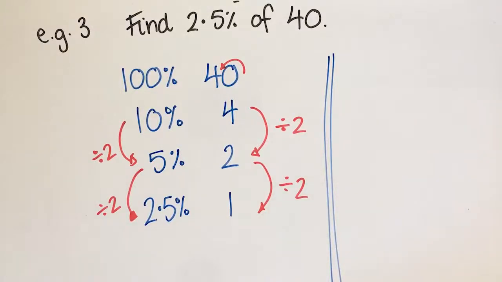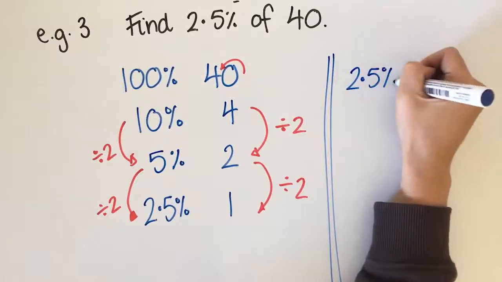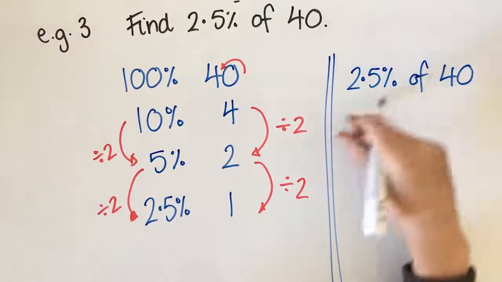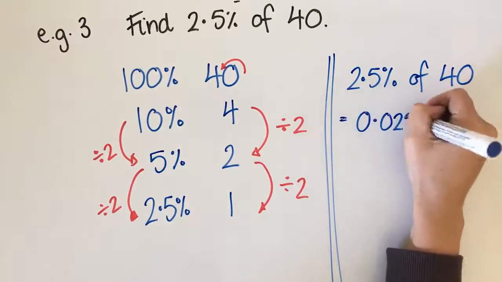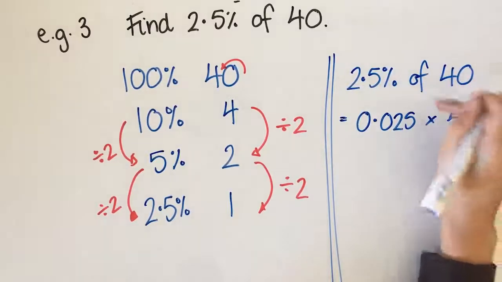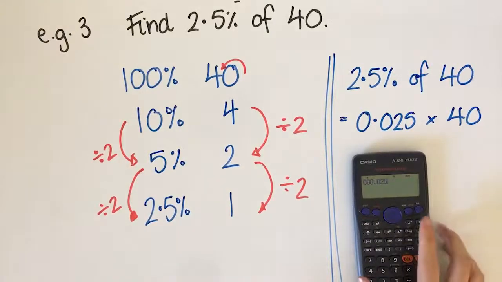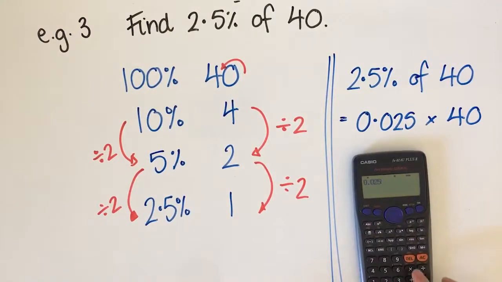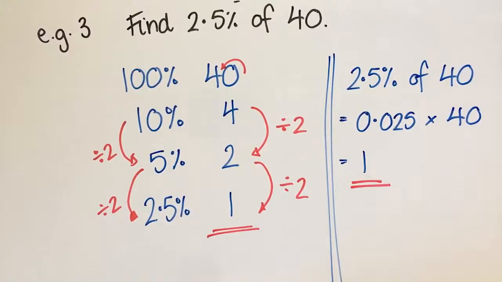Okay, now if this is confusing for you, you're going to just go 2.5% of 40. This is our calculator method. Okay, so I'm going to convert that to a decimal, which is 0.025 times 40. The "of" gets changed to a times sign. 0.025 times 40 is 1. So that is the calculator method as well. Okay, so there's 2 different ways there for you that you can find a percentage of a quantity.